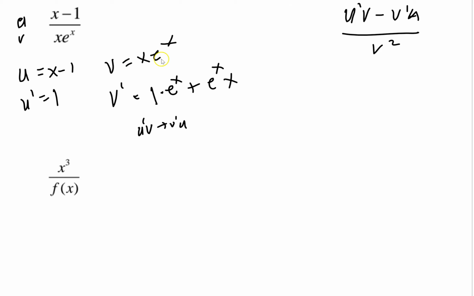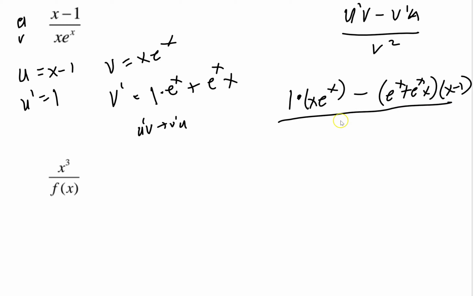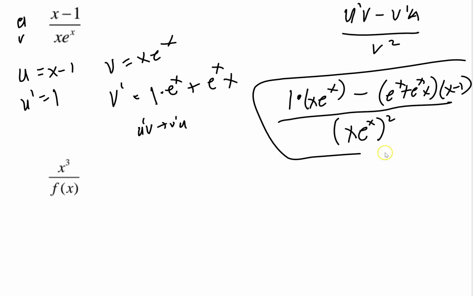Right, now that we have everything we need, we can put in the formula. Derivative of the top is 1 times v, x e to the x, minus derivative of the bottom, which is e to the x plus x e to the x, times the top left alone, x minus 1, all over the bottom squared, (x e to the x) squared. And we'll just leave it like that.